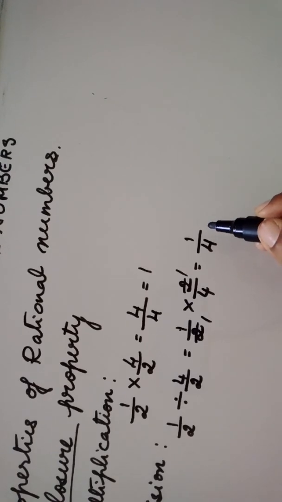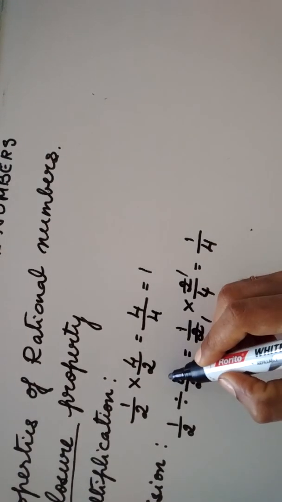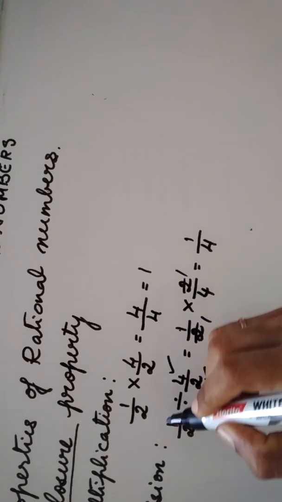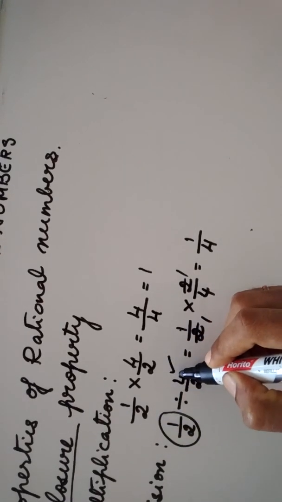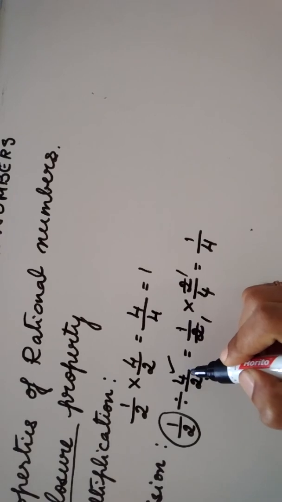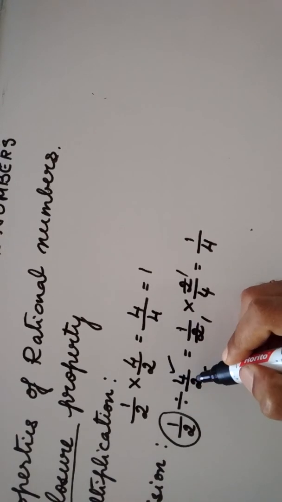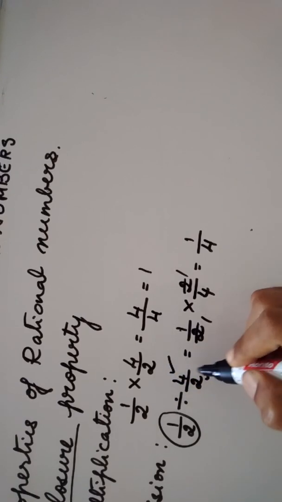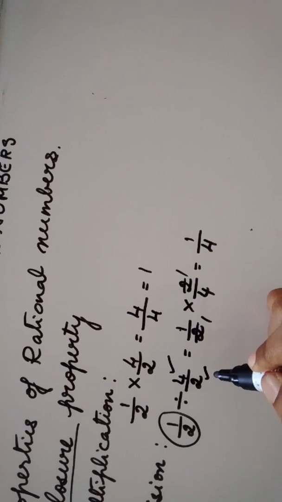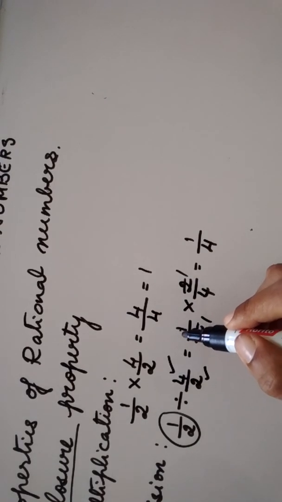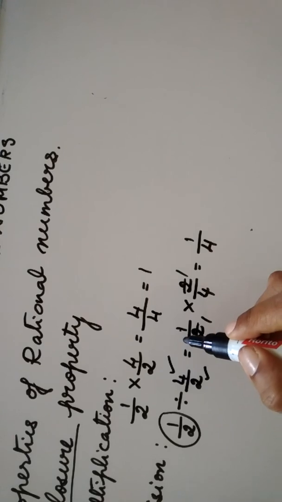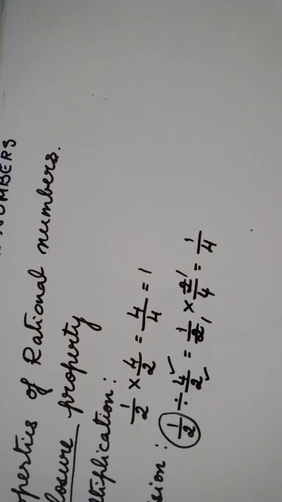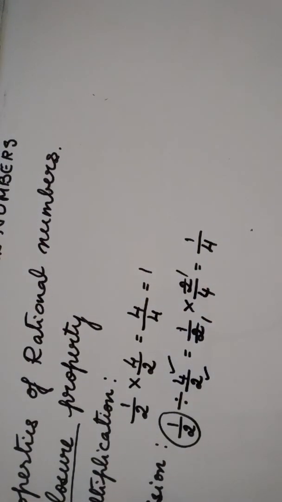You have to note that these two numbers, I'm talking about these two numbers, should not be equal to 0. Neither the numerator nor the denominator should be 0. Is this clear? Okay, so the closure property is applicable for division. Is this clear, students?